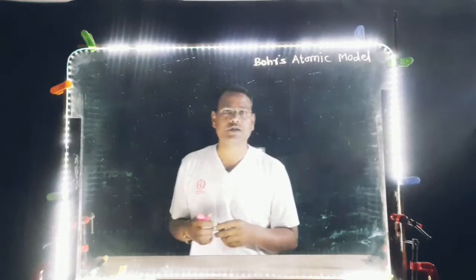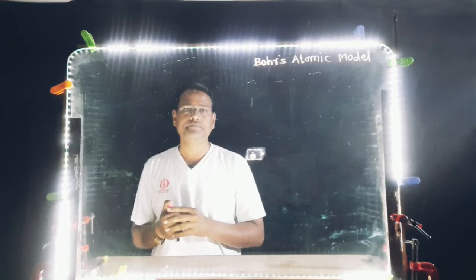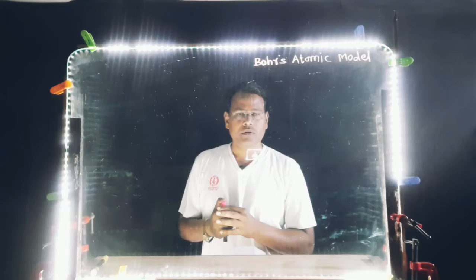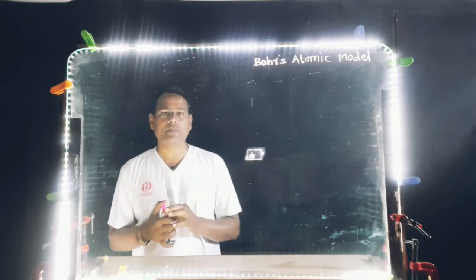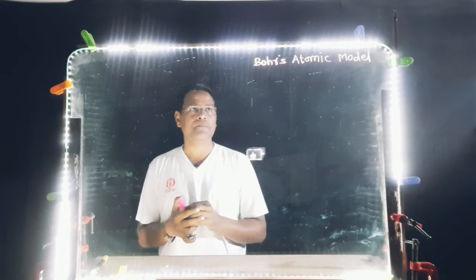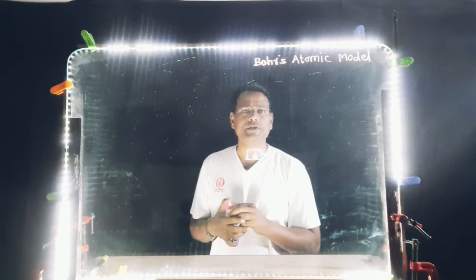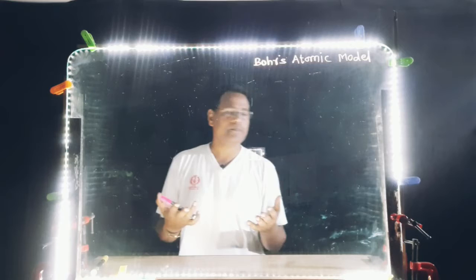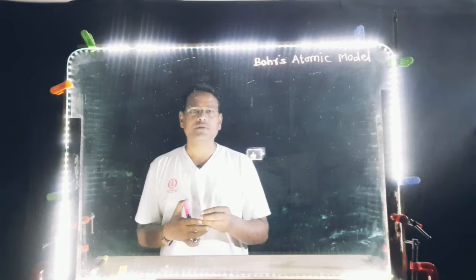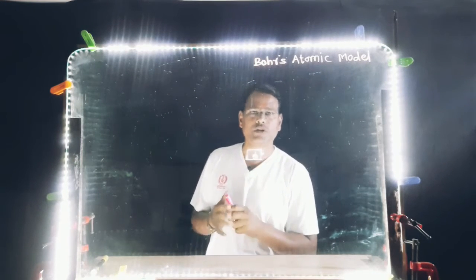So, in our last lecture, we learned Rutherford's atomic model. We studied the postulates or assumptions made by Rutherford, and also the drawbacks of Rutherford's atomic model. Niels Bohr was one of the scientists who worked in this field. He modified Rutherford's atomic model. He stated three important postulates. So, what are the postulates of Bohr's atomic model?